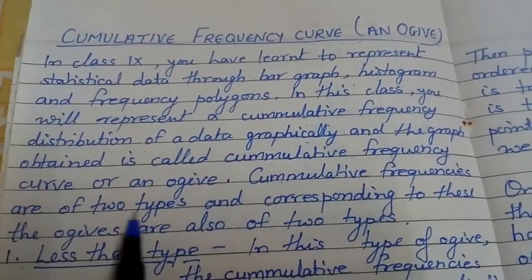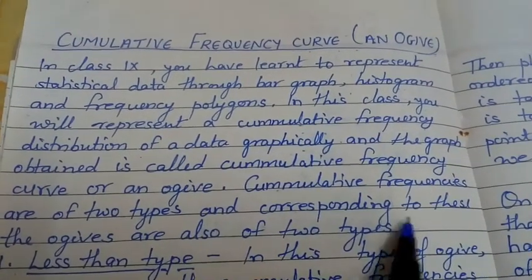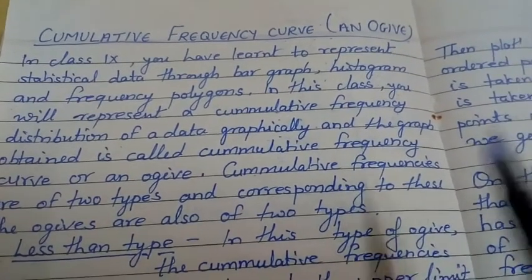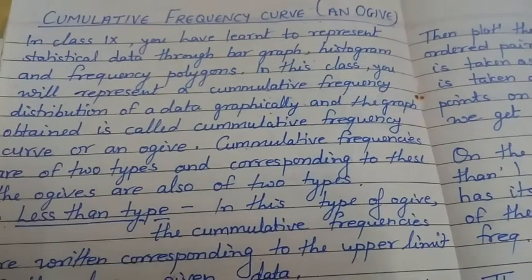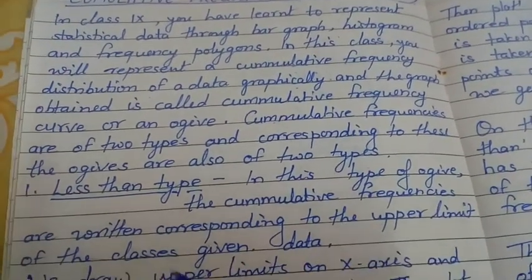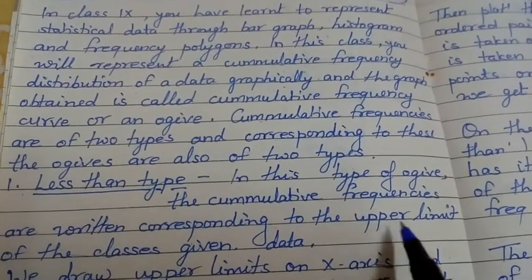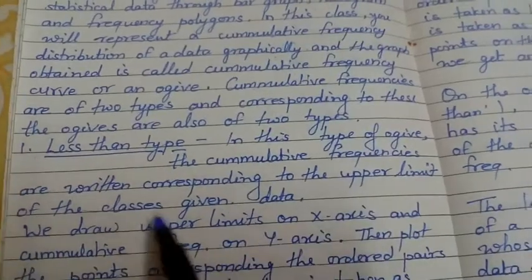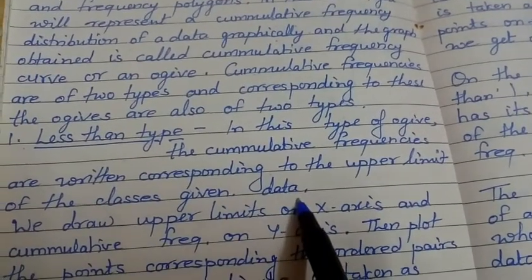The cumulative frequencies are of two types, and corresponding to these, ogives are also of two types: less than type and more than type. In the less than type ogive, the cumulative frequencies are written corresponding to the upper limits of the classes of the given data.